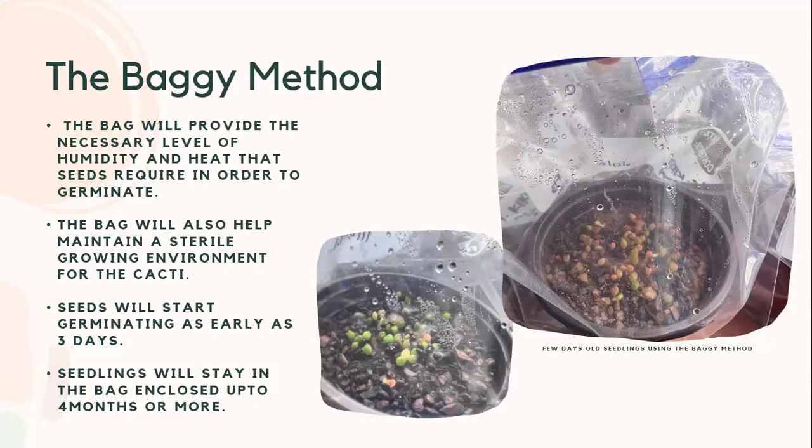So when I grow cactus from seeds, this is my go-to method. I use the baggy method. The seedlings will stay in the bag for at least 4 months without watering. I don't open the bag, and only if there's fungus or something, that's when I treat it. That's the only time I need to open it. Other than that, I don't mess with the bag. So this is the Astrophytum asterias, a few days old. Astrophytum asterias will germinate in as early as 3 days.